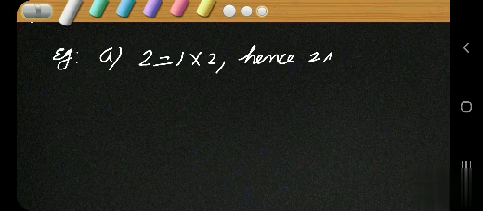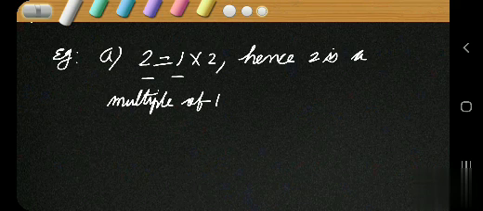Example A, 2 is equal to 1 into 2. Hence 2 is a multiple of 1, isn't it? Hence this 2 is a multiple of this 1. 2 is a multiple of 1.